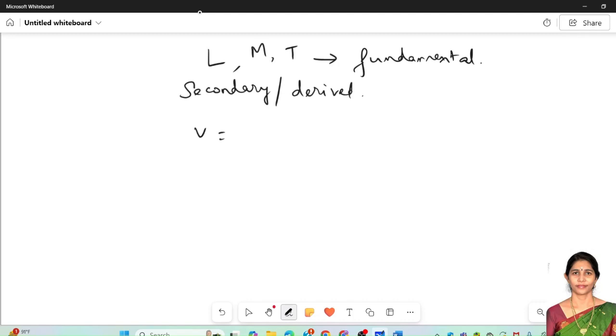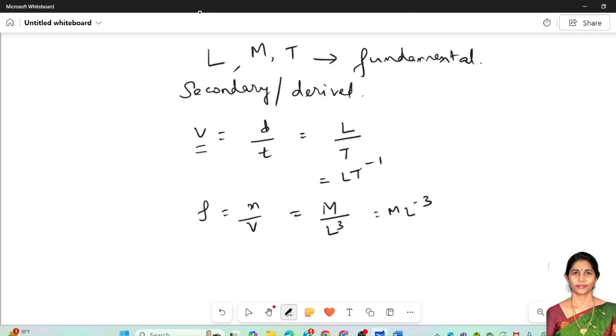For example, velocity you can take. Velocity is actually distance by time, right? So distance will have the dimension L and time will have the dimension T. Therefore, it is LT minus 1, right? Similarly, we have density. Density is mass per unit volume. So the fundamental quantity for mass is M, and for volume it is L cube. Therefore, it is ML minus 3. So the quantities which are dependent on the fundamental quantities and which have more than one fundamental dimension, you call them secondary or derived quantities, right?